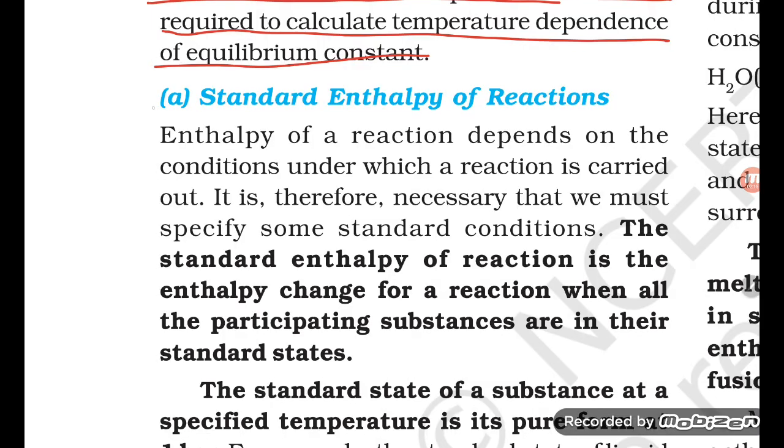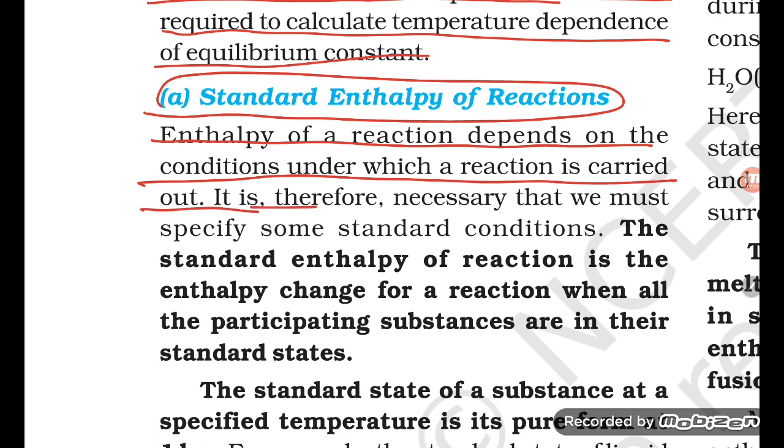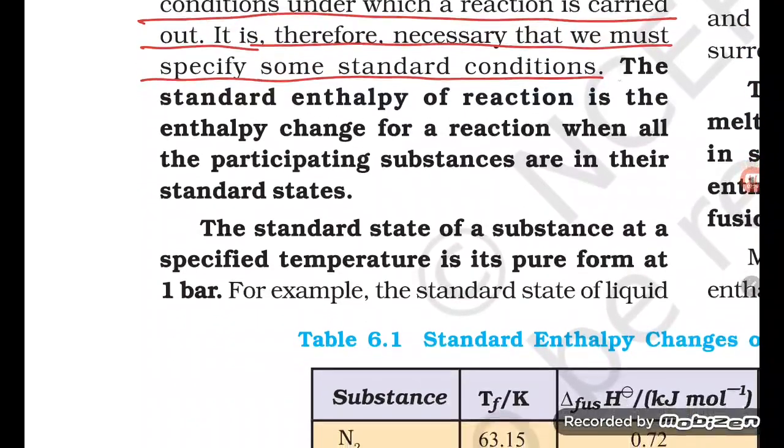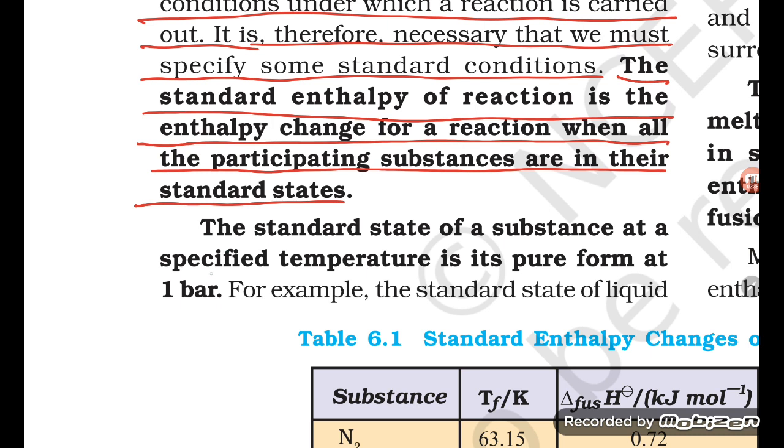Now we are going to standard enthalpy of reaction. The enthalpy of a reaction depends on the conditions under which the reaction is carried out. It is therefore necessary that we specify some standard conditions. The standard enthalpy of reaction is the enthalpy change for a reaction when all participating substances are in their standard state. The standard state of a substance at a specified temperature is its pure form at 1 bar. So that is standard, 1 bar.